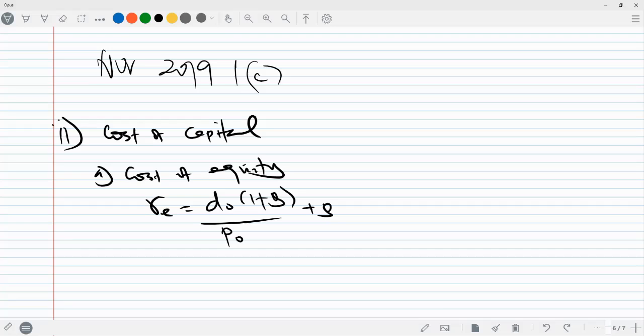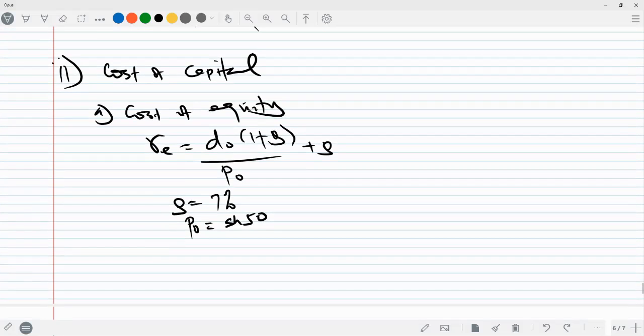As per note 4, the company pays 6% of its earnings as dividend. The growth in earnings is equal to 7%, so g here is 7%. P naught is the current market value per share, and as per note 1, the current market value per share is equal to 50.